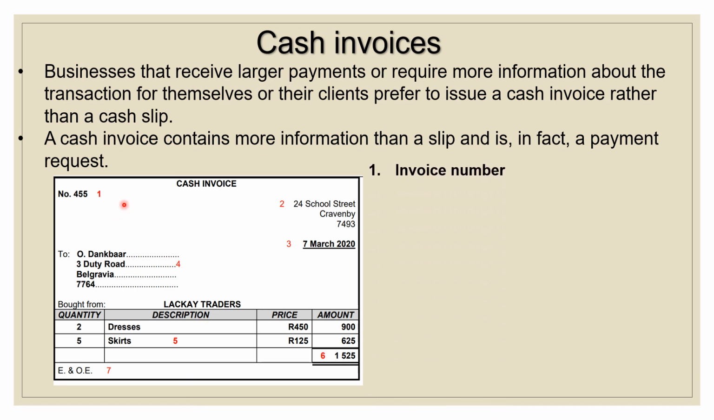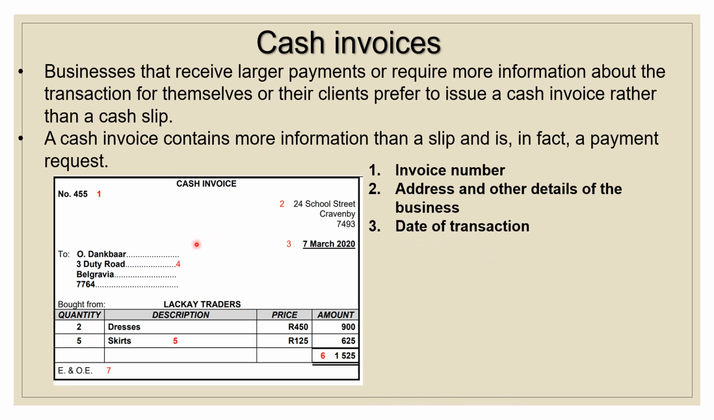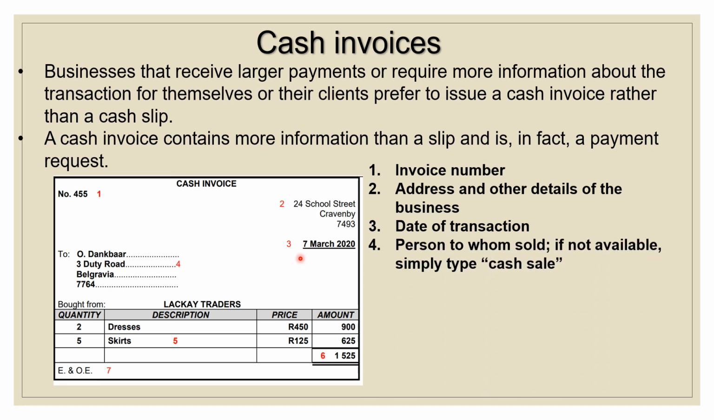So, number 1, the invoice number 455. Number 2, address and other details of the business, 24 School Street, Cravenby, 7493. Number 3, date of transaction, 7th of March 2020. Number 4, person to whom sold. If not available, simply type cash sale. So, O'Dunk Bar, 3 Duty Road, Belgravia, 7764.